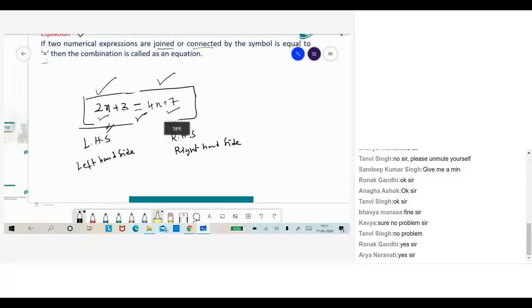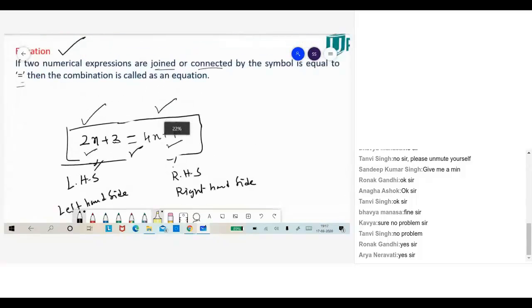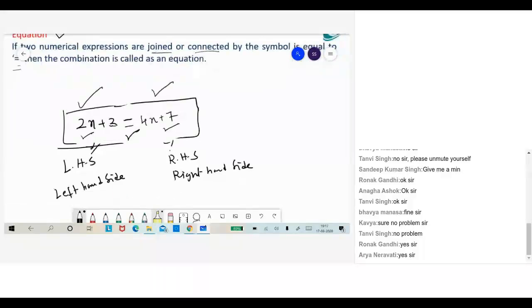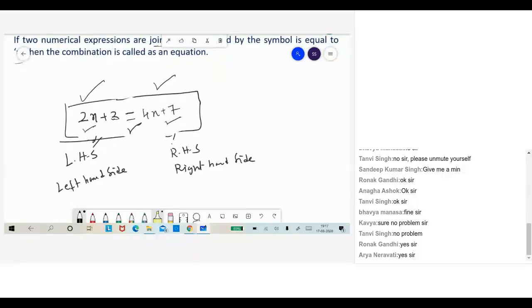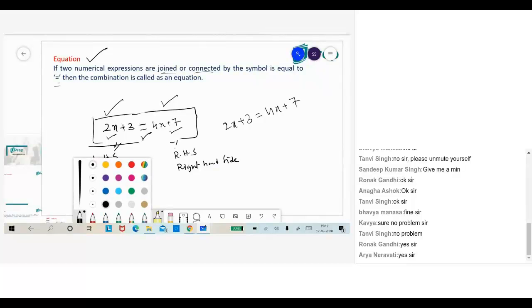Now, whenever you talk about solutions, every equation has some solutions. One thing you need to understand: every equation has solutions. Now, what are solutions? For example, in this equation, 2x plus 3 is equal to 7. In this equation, 2x plus 3 is equal to 4x plus 7. Here, if you observe, what is the solution?